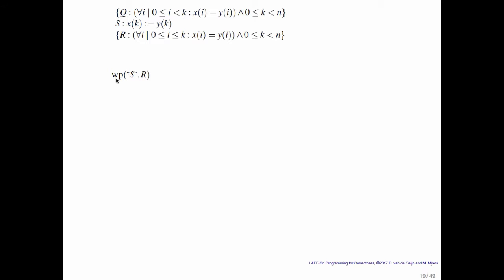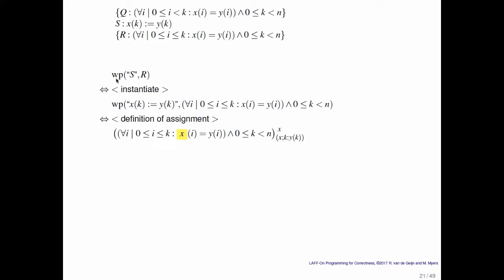Well, we can evaluate the weakest precondition. We can instantiate that. We can then do the definition of assignment. So now notice that array X must be replaced by the array X, but with the element indexed by K replaced by YK. We can place that into the occurrence of X.